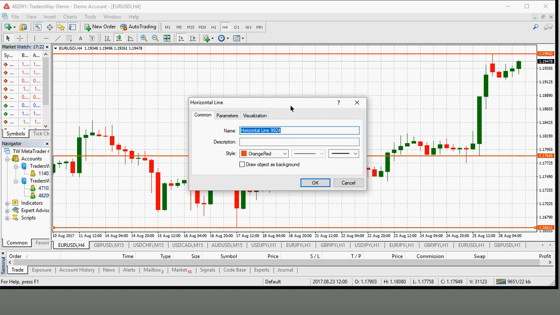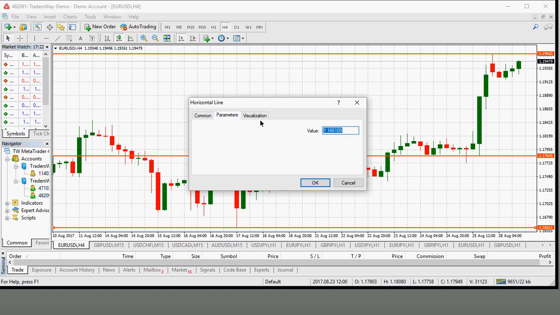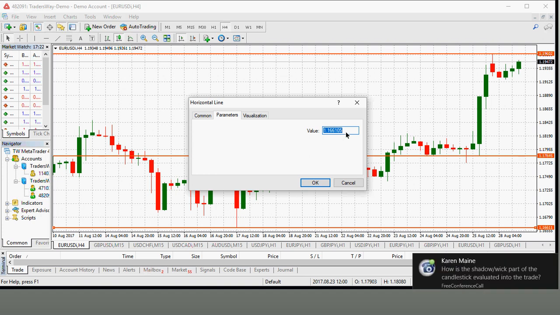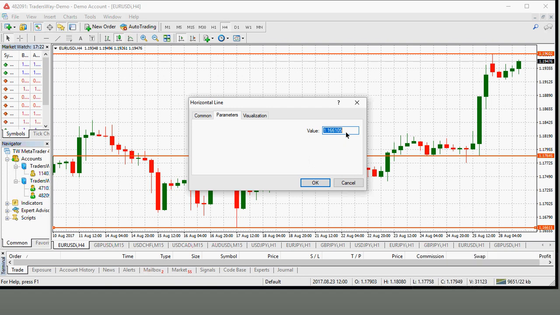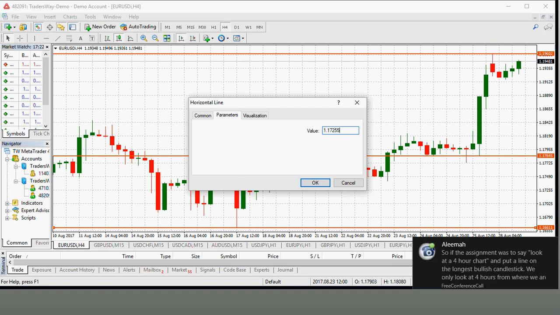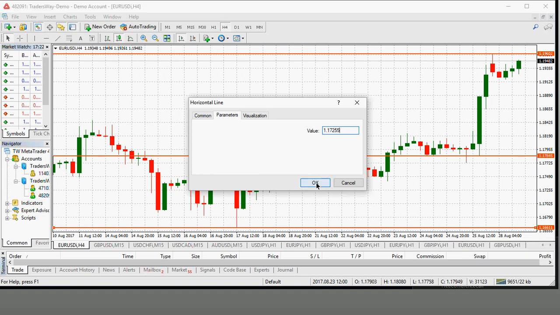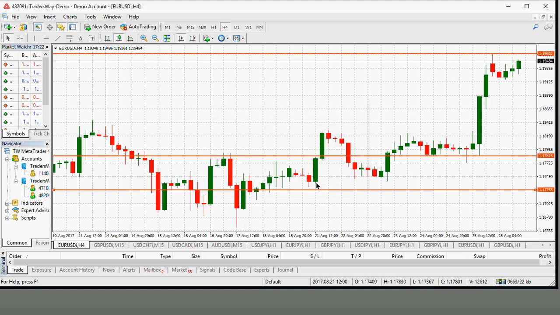1.17255, then what you could do is open up the horizontal line properties, go to parameters, and here in parameters you can put the specific number that I am speaking of. So if I want it at 1.17255, you would put that there, and then it would automatically place it for you. So that's another way that you can use it.